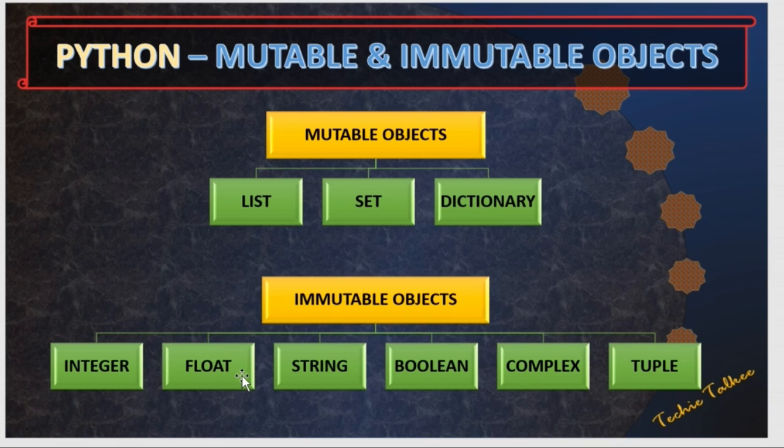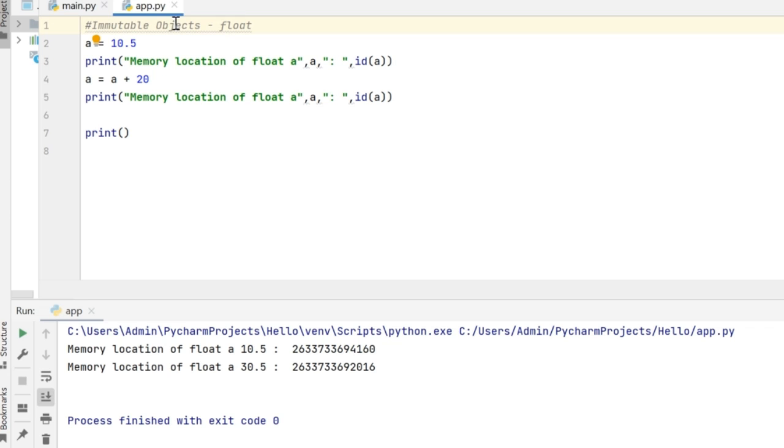Same is the case for the float object. Let me show you with an example. This is the example of the float object. So first I have the variable A, which is holding the value 10.5, and I'm first printing the memory location of this variable A, which is this value. So the memory location of the float A 10.5 is this value. Next, I'm adding a value of 20 to this variable A, and I'm trying to print the memory location of the updated value of A. When I try to do so, I get a different memory location. So in this case also, Python creates a new object and the variable A points to a different memory location. So float is also an immutable object.